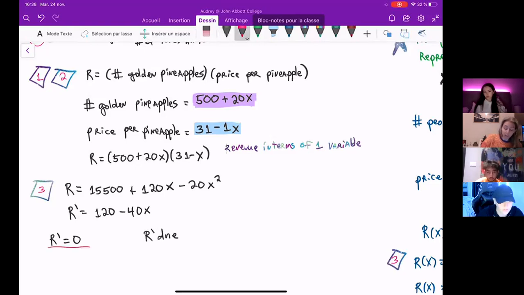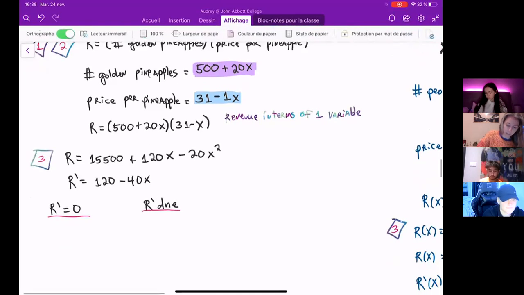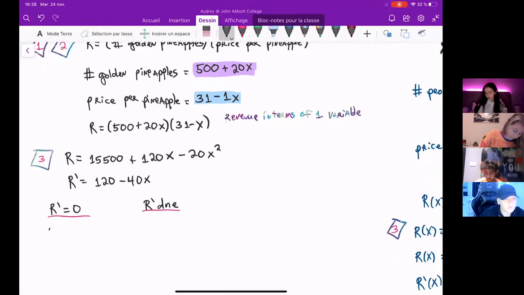At this point, we've done steps 3, 4, and 5 so many times today, yesterday, and last Thursday that hopefully you guys are starting to remember what they are and how to do them. So 120 minus 40x is equal to 0, which gives me 40x is equal to 120, which gives me x is equal to 3, and then r prime does not exist. That never happens.